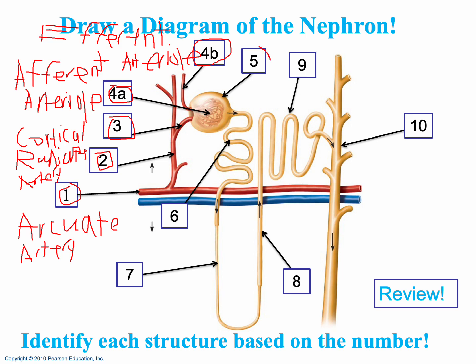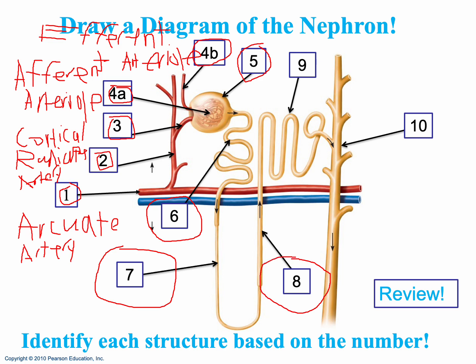Number 5, the answer here would be the Bowman's capsule, or the glomerular capsule. Number 6, right here. So the filtrate leaves your Bowman's capsule, number 5, and this twisted coiled structure is number 6. This is the proximal convoluted tubule. Number 7, we now enter the loop of Henle. This is the descending limb, because there are 2 limbs to the loop of Henle.